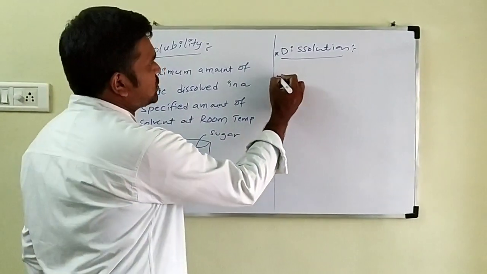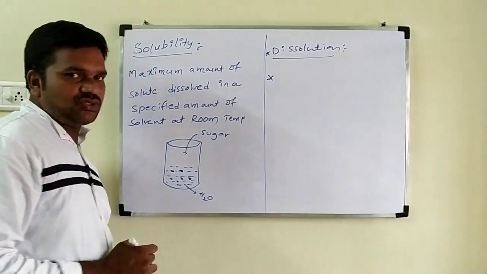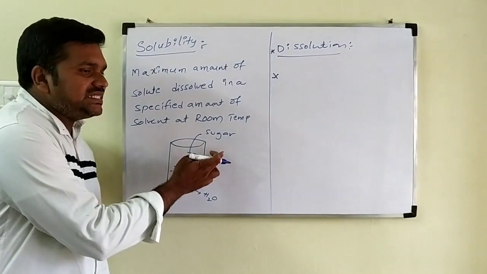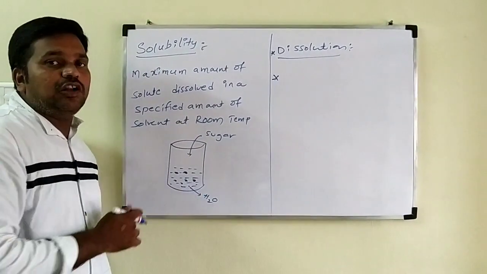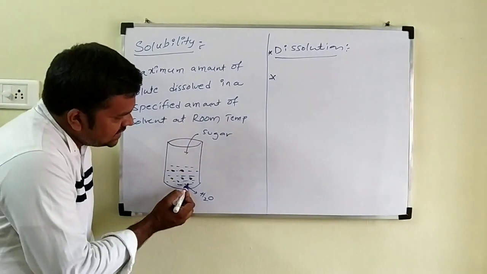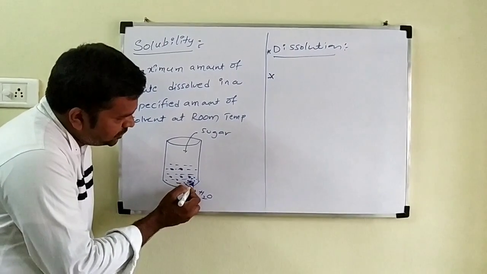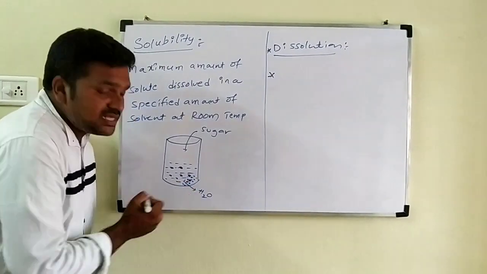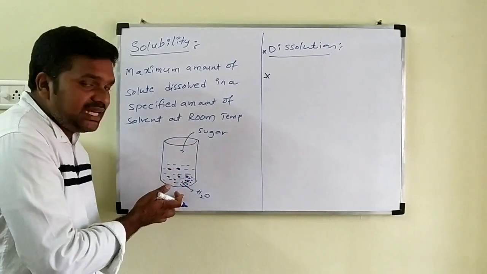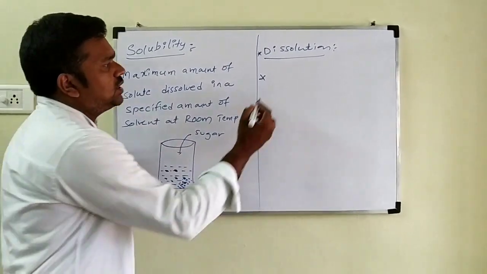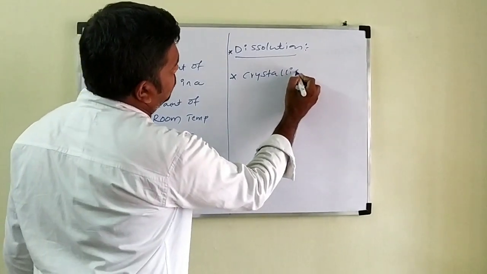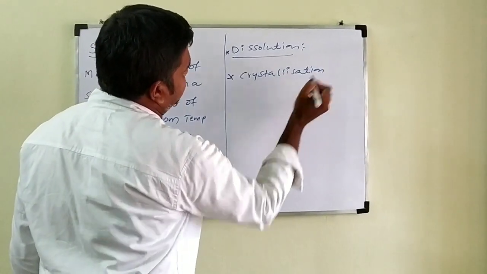So see the next concept here, one more concept in this solubility only. Suppose sugar particles do not interact with the water molecules, then what will happen? The sugar particles get separated from the solution. Whenever the sugar particles get separated from the solution, the process we are calling as crystallization.